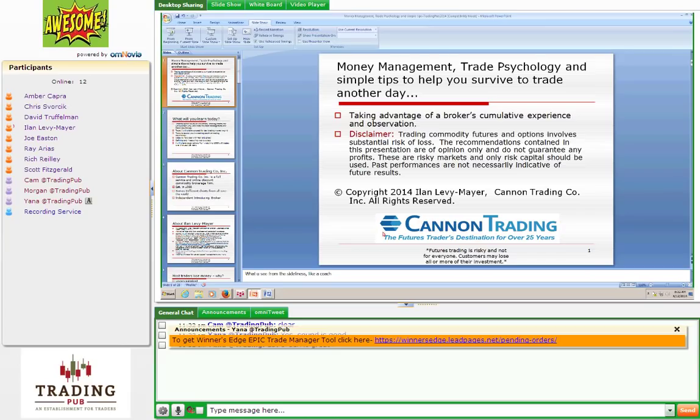Trading commodity futures and options involves substantial risk of loss. The recommendations contained in this presentation are of opinion only and do not guarantee any profits. These are risky markets and only risk capital should be used. Past performance is not necessarily indicative of future results.